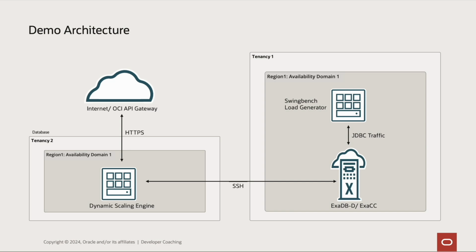The dynamic scaling engine needs to be able to connect to the Exadata compute nodes via SSH. The dynamic scaling engine could be run directly on the Exadata compute nodes. It can be run on a VM in the same tenancy as the Exadata, but in this example, we're running it in a completely separate tenancy. The dynamic scaling engine also needs to be able to connect to the internet so that it can connect to the OCI API gateways, and it's going to use HTTPS for this connection.